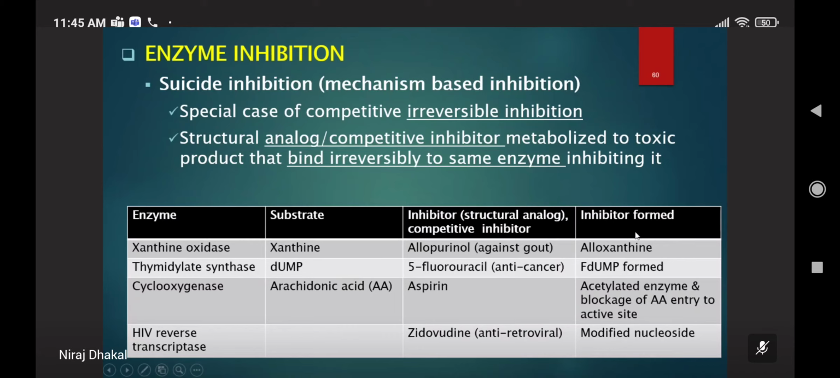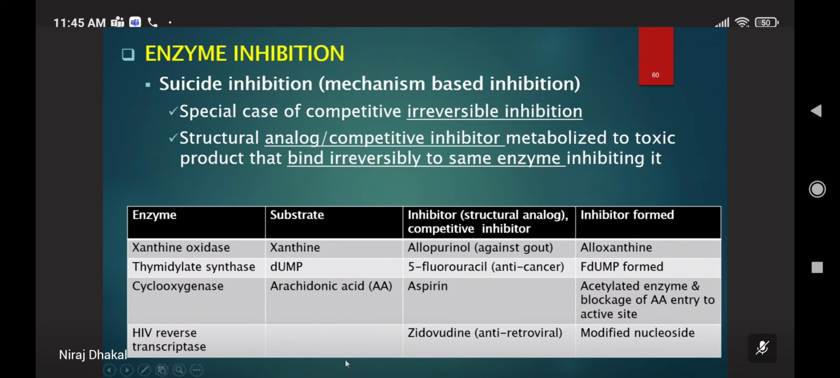Now another is thymidylate synthase. The usual substrate is deoxyuridine monophosphate, and the competitive inhibitor is 5-fluorouracil. And there is a formation of fluorodeoxyuridine monophosphate. So there is no synthesis of thymidine. So it means that abnormal bases are incorporated during the synthesis of nucleic acid, which will disorganize the structure of nucleic acid. That is an effect in the nucleic acid formation, mainly DNA.